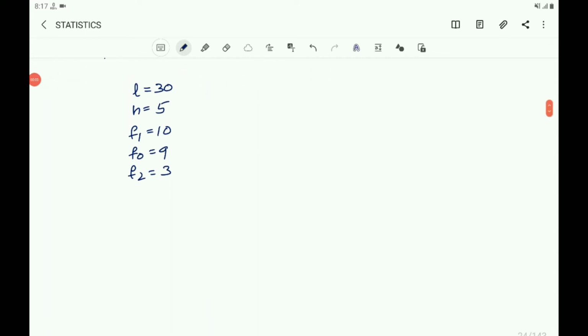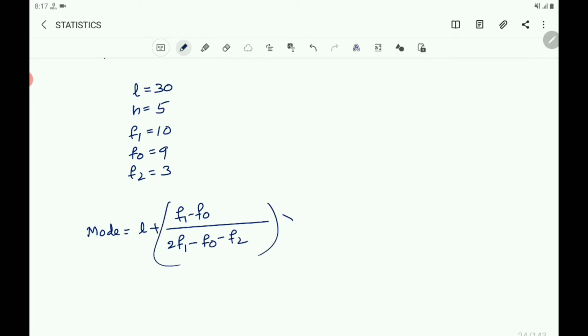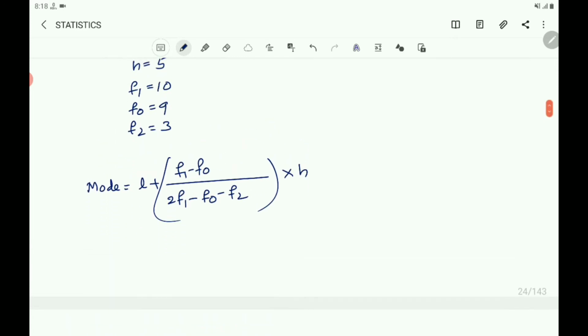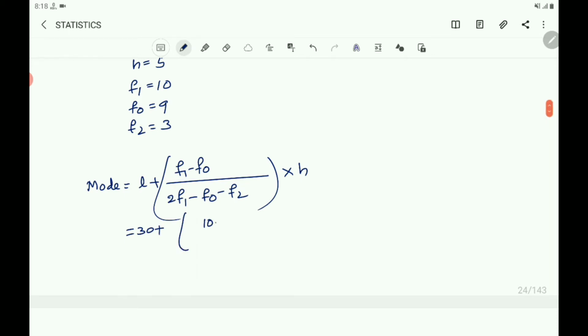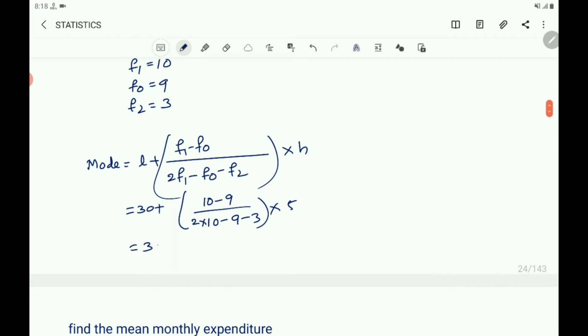Now write the formula for mode. Mode equals L plus (F1 minus F0) divided by (2F1 minus F0 minus F2), into H. Then what is L here? L is 30 plus (10 minus 9) divided by (2 into 10 minus 9 minus 3), into 5.